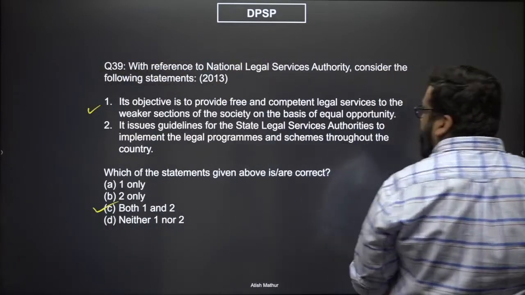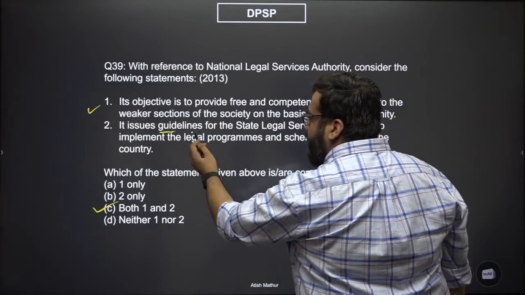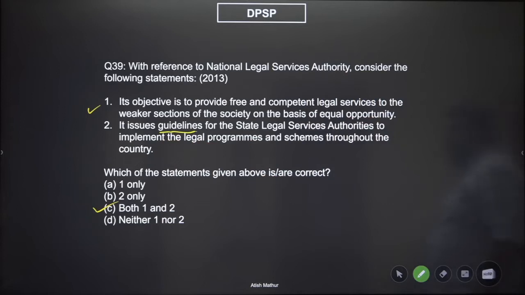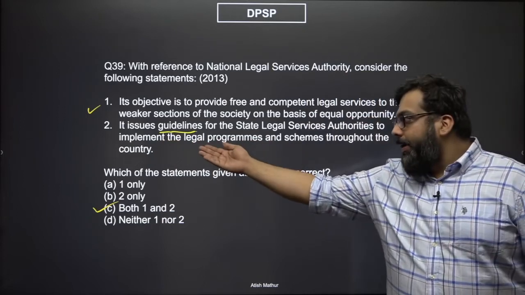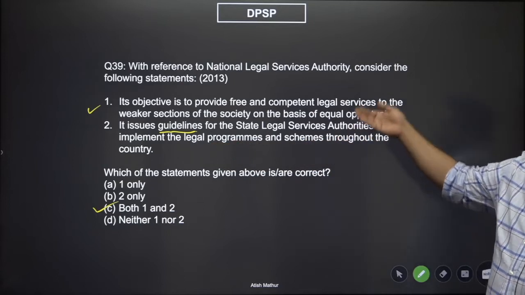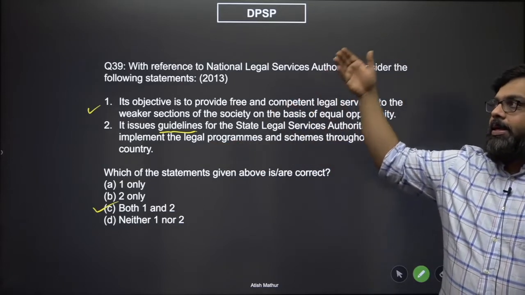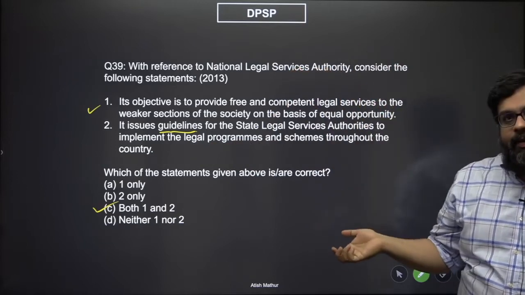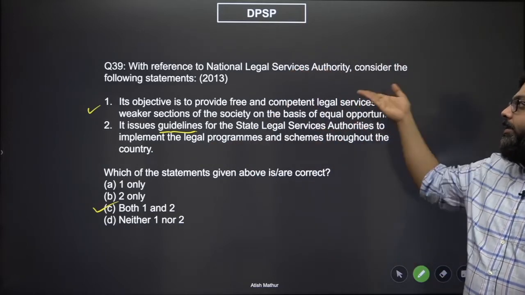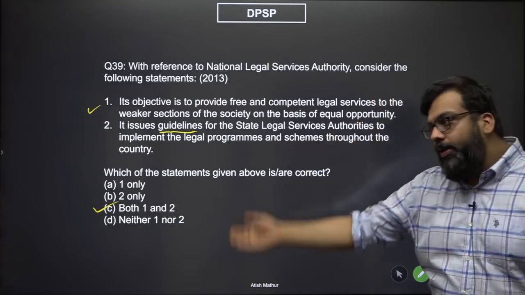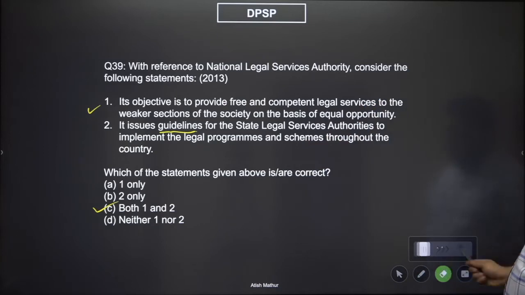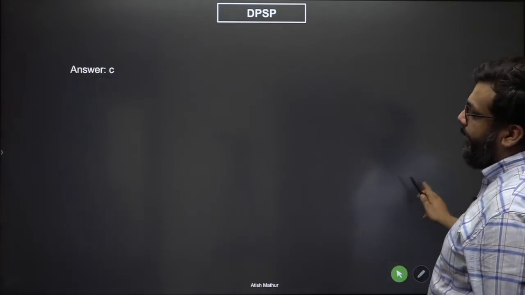Because guidelines are not legally binding in the first place, and for 2, what are you issuing guidelines for? You're issuing guidelines to implement legal programs and schemes. So if there is a scheme which is funded by the center, implemented at the state level, the center can ask the National Legal Services Authority to coordinate the implementation at the level of the states. So why not? So yes, the answer here should be C.